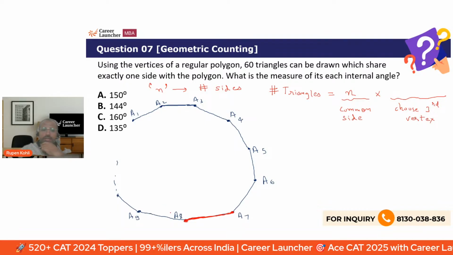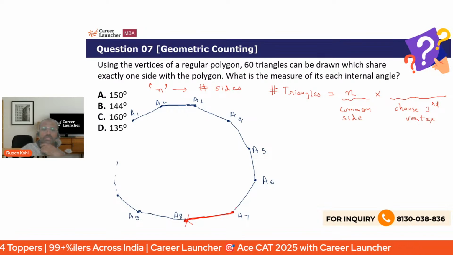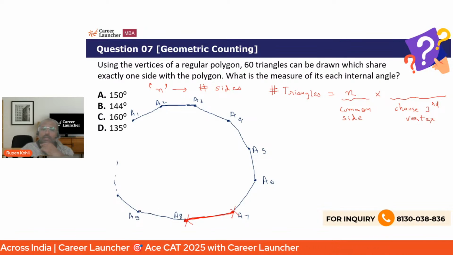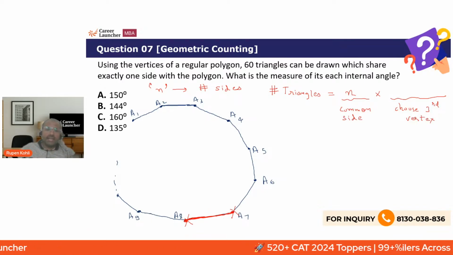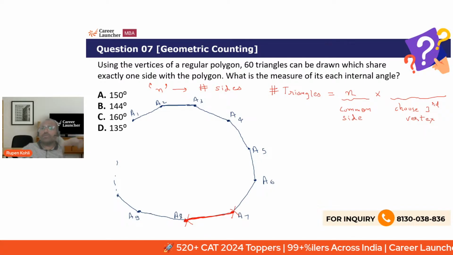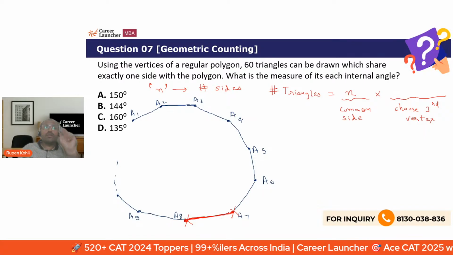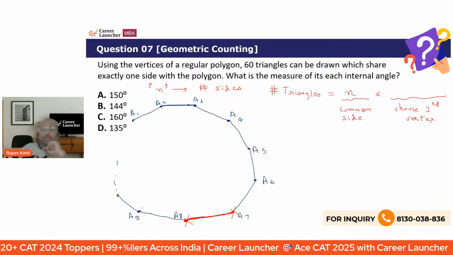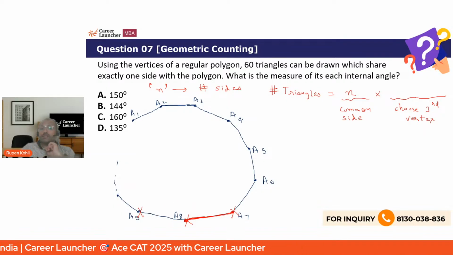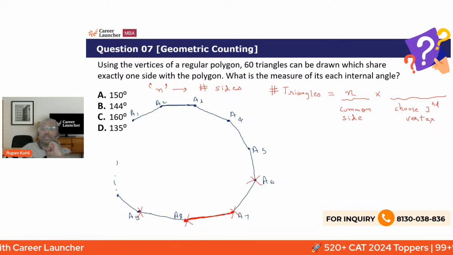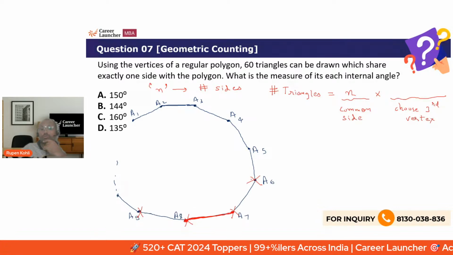You cannot choose a8 and a7, obviously; they are out of the picture. A9: if you form a triangle a7, a8, a9, then both a9-a8 and a8-a7 will be common sides. So this will become a triangle having not one but two sides common with the polygon. So you cannot choose a9, the vertex just adjacent to a7 and a8. Likewise, you cannot select a6 also. Again, a8, a7, a6 would be a triangle having two sides common.